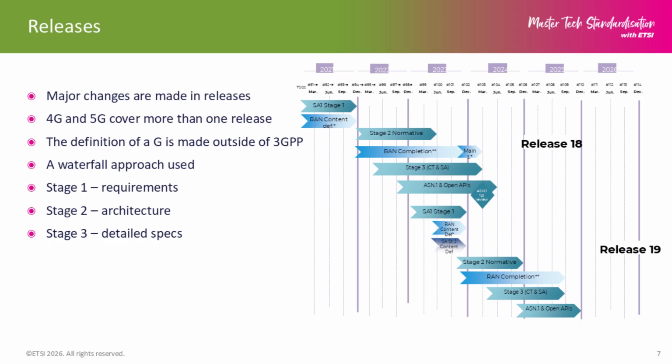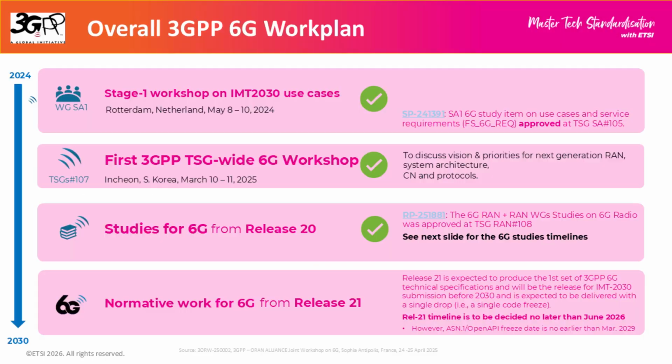The way it works is that we start off with requirements, or what we call stage 1. Then we move on to normative work in stage 2. That starts with the architecture. We look at the changes required for the architecture, and then we work on the detailed specifications in what we call stage 3. We saw a little bit earlier about ASN.1. We also have open APIs and tend to complete those a little bit later than the stage 3 work.